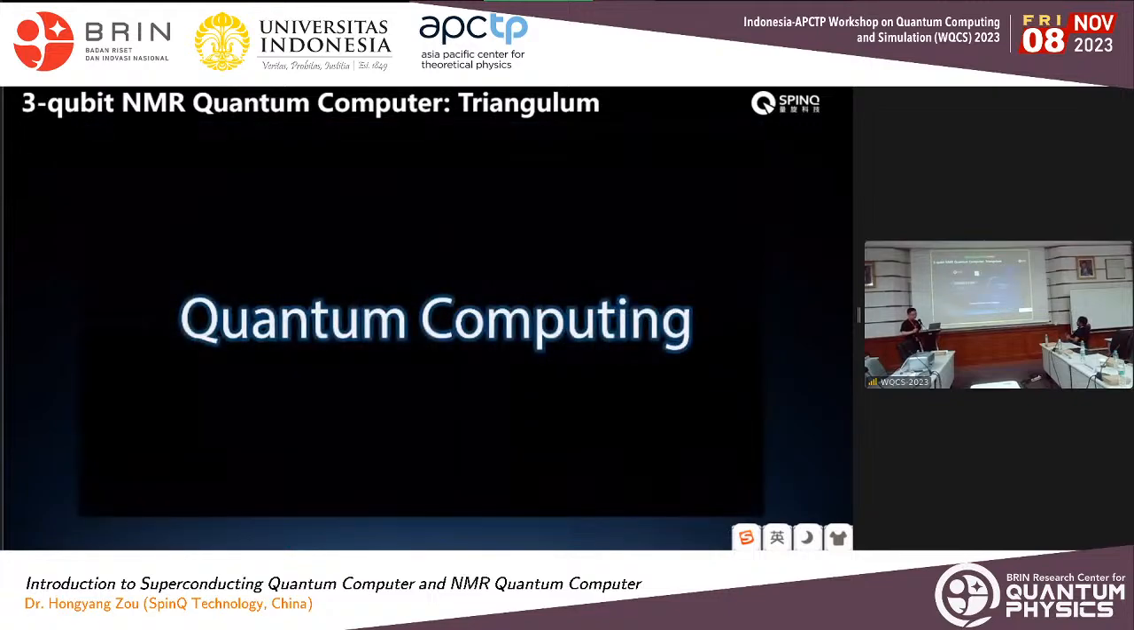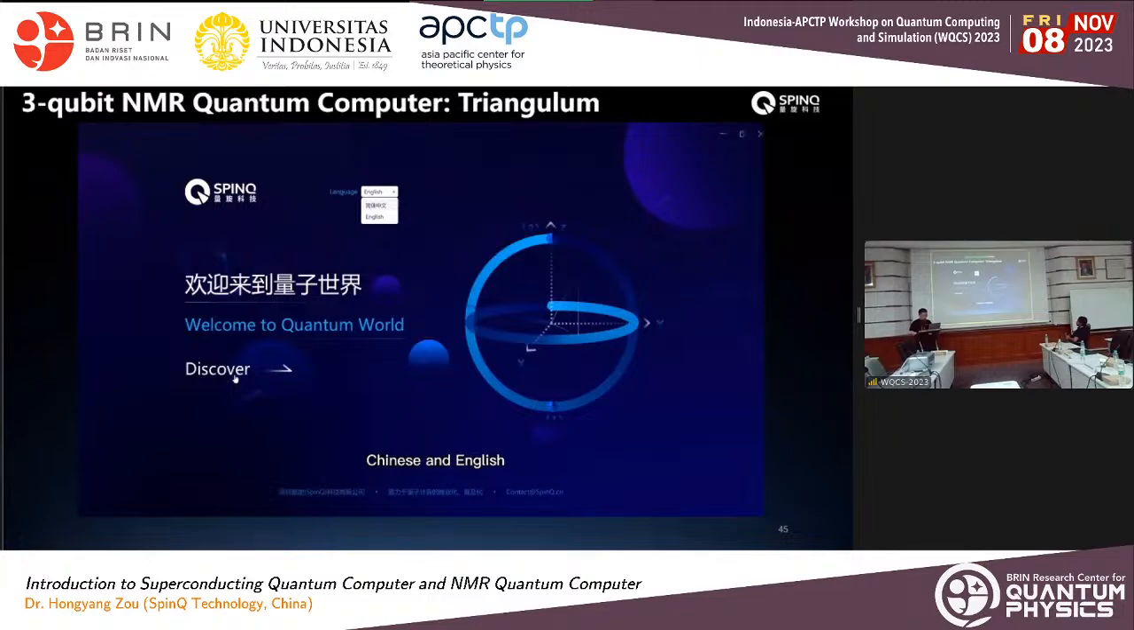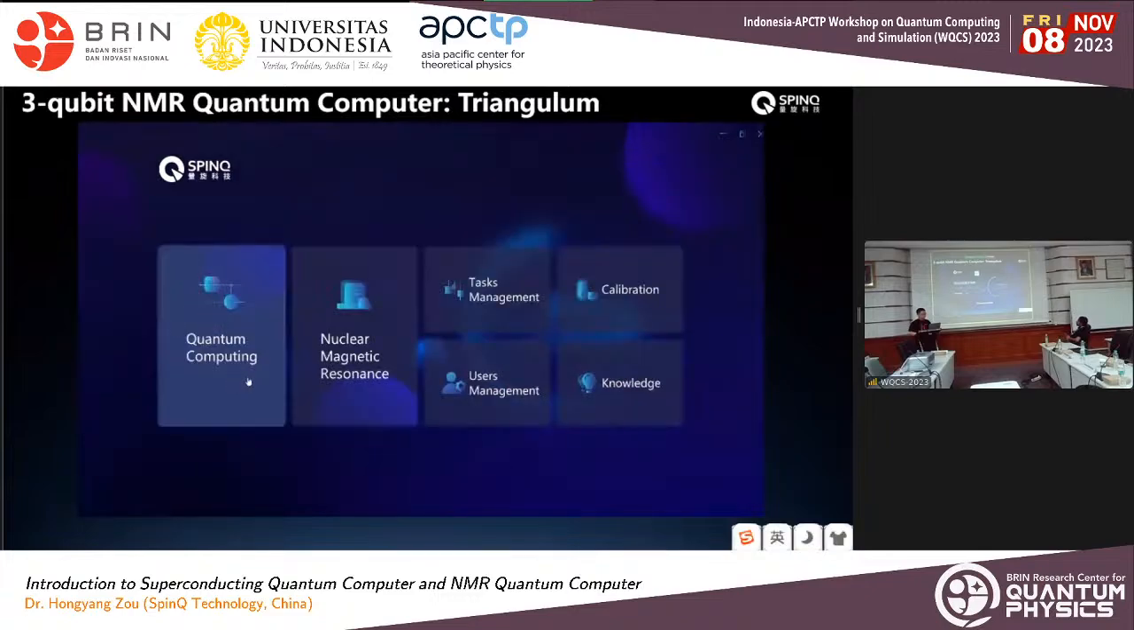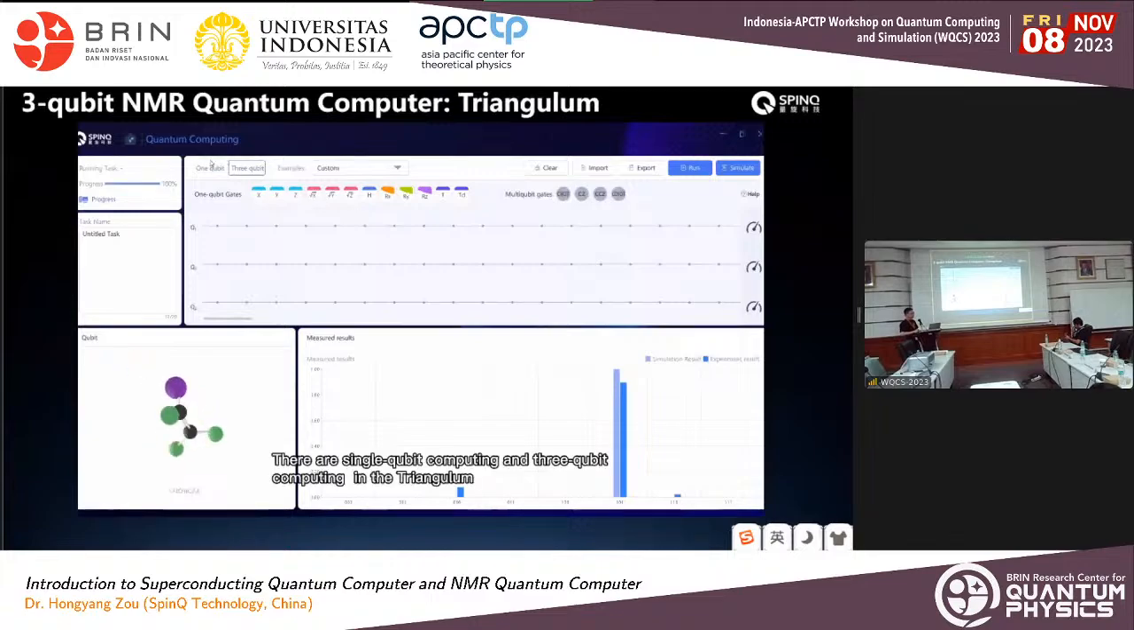This is the software of the Triangle. It currently supports 2 languages, Chinese and English. The system has 6 functions: quantum computing, NMR, user management, task management, calibration, and knowledge. The interface of quantum computing has 4 areas: operation area, result area, information area, and sample structure model. There are single-bit computing and three-bit computing in the Triangle.